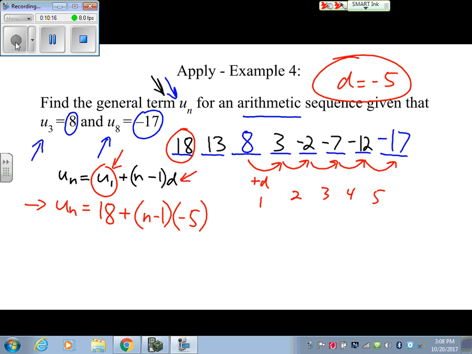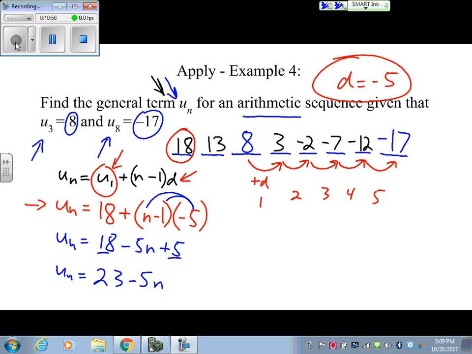I don't really love the way it looks. It's not really simplified. So I can go ahead and do that, and that'll make it easier to move forward on this problem. But if you wanted to leave your answer like this, that would be acceptable. So I'm going to distribute this negative 5 here. So I end up with u sub n is equal to 18 minus 5n plus 5. Now, where did the plus 5 come from? Well, the negative 1 and the negative 5 multiply together to become a positive. And now I can combine terms. I have an 18 and a 5. So u sub n is equal to 23 minus 5n. Or you could write negative 5n plus 23.